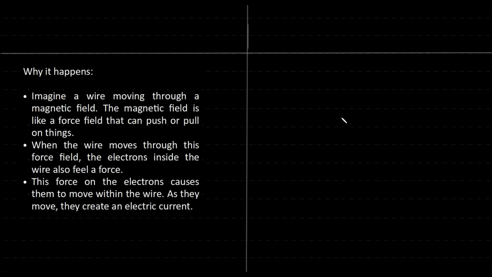I think I have one more thing. Why this happens? Again, this is for your curiosity. This is not from the exam point of view. Imagine a wire moving through a magnetic field. A magnetic field is like a force field that can push and pull on things. In this case, charges, right? We have seen that. It can change the direction of a moving charge. So since the wire is moving, charge will also move, and so on and so forth. We have seen this in detail in the last chapter.